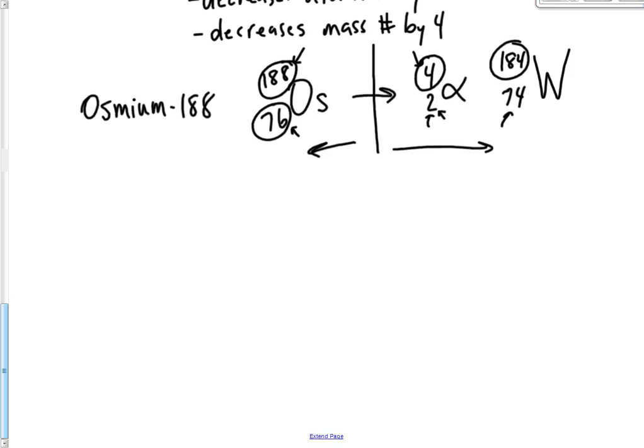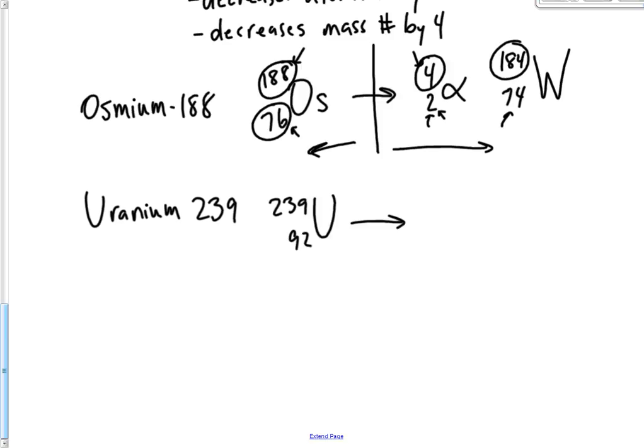Do another example. Uranium 239. All right, look on the periodic table. Uranium is a U. It's number 92. Go through alpha particle decay. Okay, you need to be able to identify both the He symbolism and the alpha particle symbolism. 4 over 2. It doesn't really matter which one you draw on a quiz.